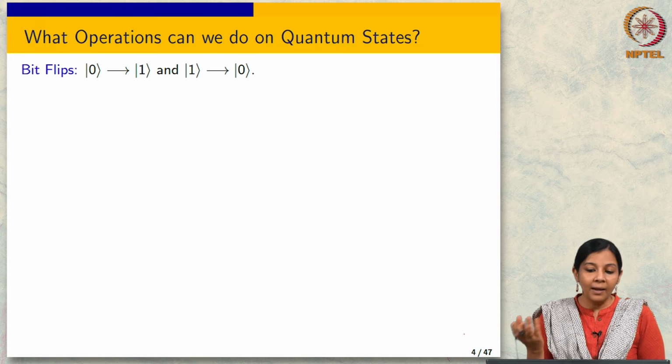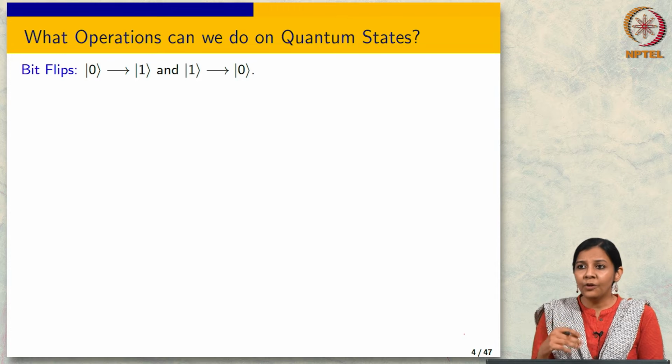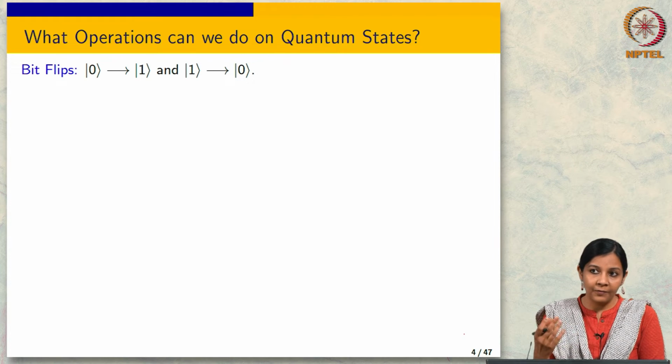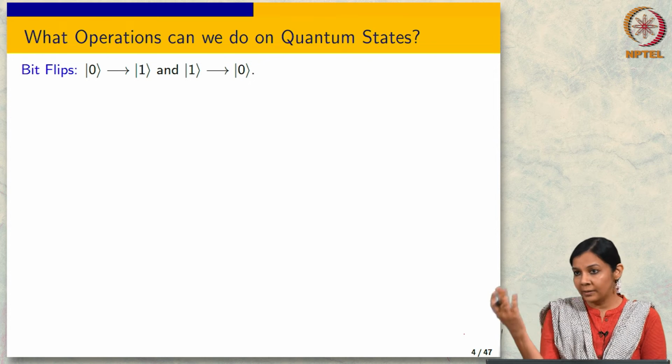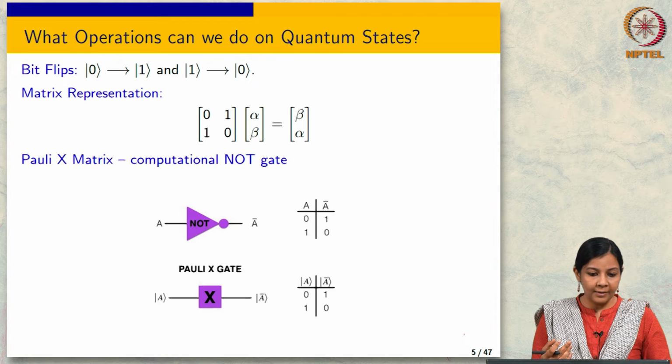Now, another thing that we can certainly do is a bit flip operation. Okay, so now bit flipping is very easy. I mean, even classically we do bit flips via the NOT gate, right. So, what is a bit flip supposed to do? It will just take 0 to 1 and 1 to 0, right. This is the classical NOT gate.